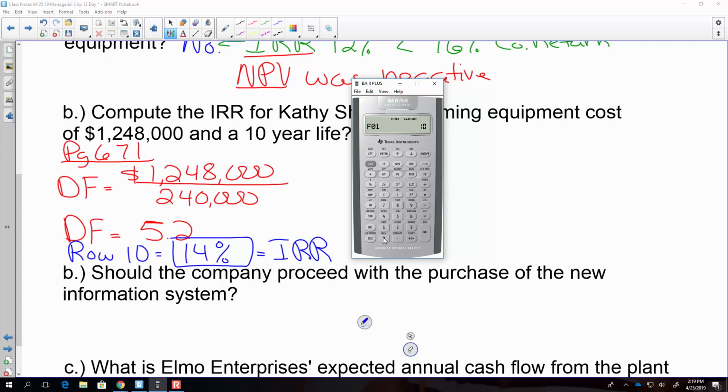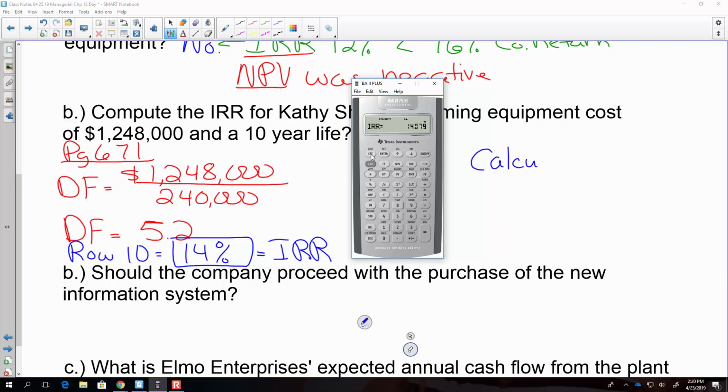1.248 million negative. Down arrow. Do you have it in? Yeah. Okay. Enter that and click on internal rate of return, guys, and compute. The calculator gave us what? 14.079 or .8. Yeah, depends on how many decimal places you're showing.